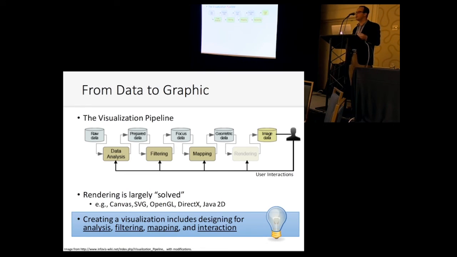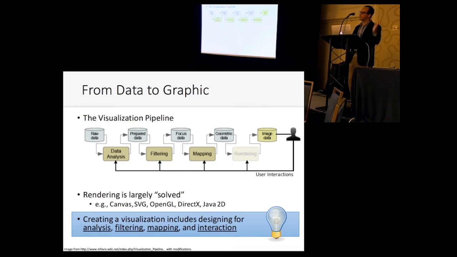From your prepared data, you then apply some filters to narrow down to a set of data that you're interested in looking at. That gives you your focus data. You then need to do a mapping to map your focus data to some geometric representation, that graphical representation that you then want to put on the screen. That can then be rendered into an image that you see on your screen, and you have your final visualization.